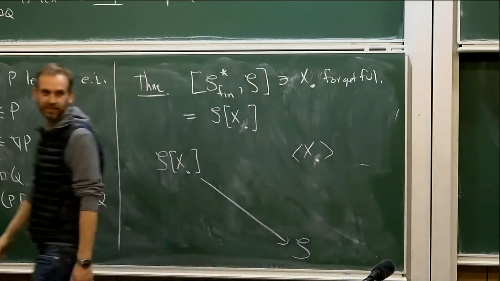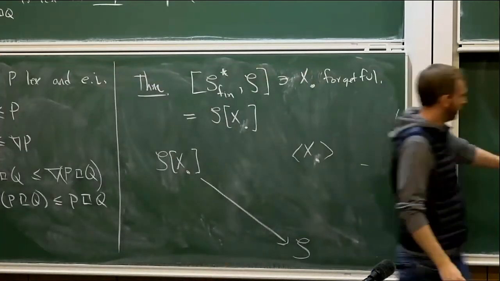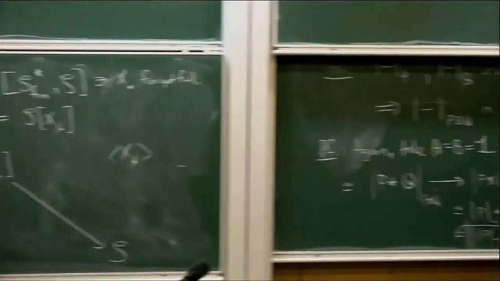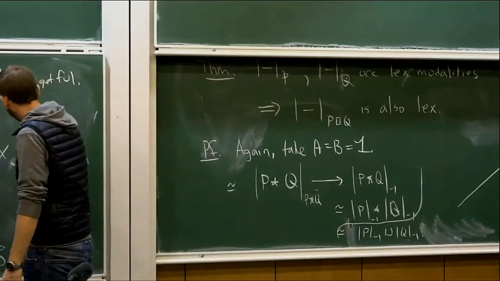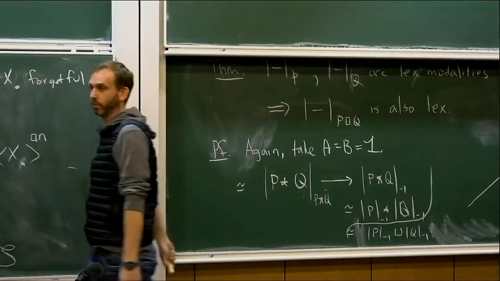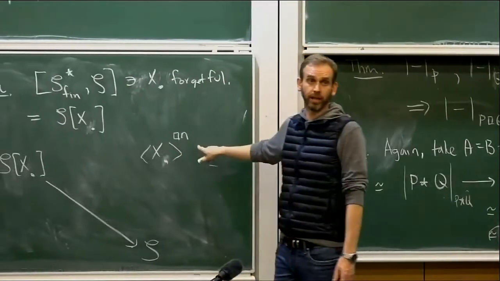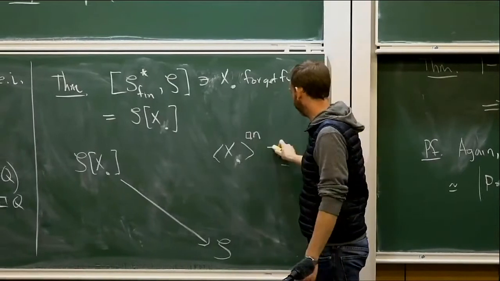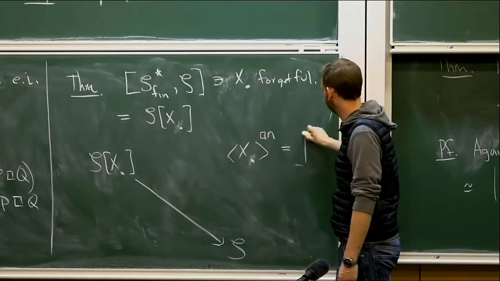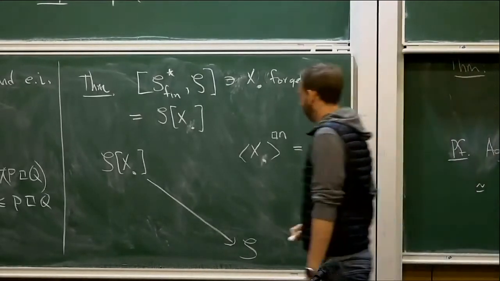Let's think about that. Okay. But by the theorem, any time I box two modalities together, I get a new modality. So what I can do is look at the nth box power of this modality. And because this one was Lex, the rest of them are Lex. So I'm writing this schematically as the modality, and the theorem is that this is Goodwillie's Pn.